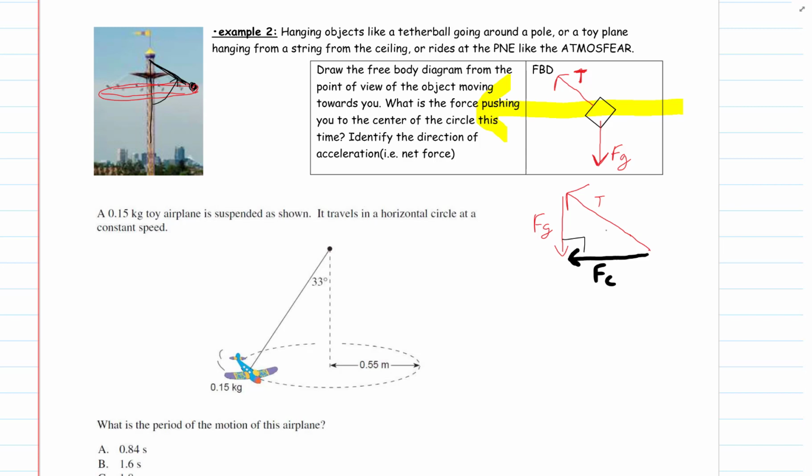So here's a question that does it. A 0.15 kilogram toy is being suspended as shown from the ceiling, and it's flying in a circle at a constant speed. What is the period of motion of this airplane? Okay, so T is the period, is what it's asking for.